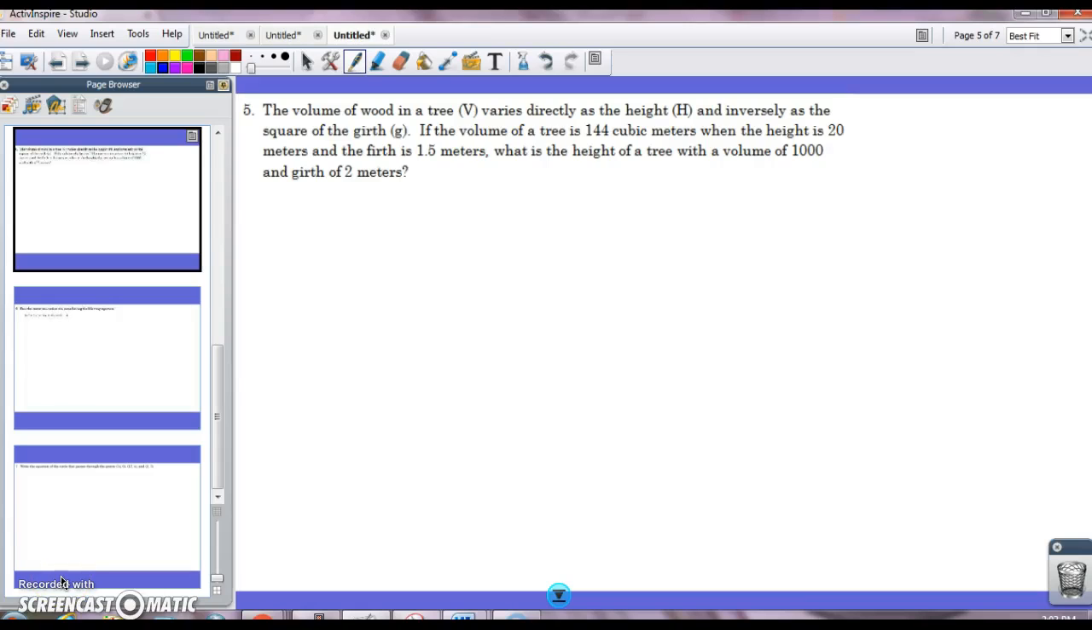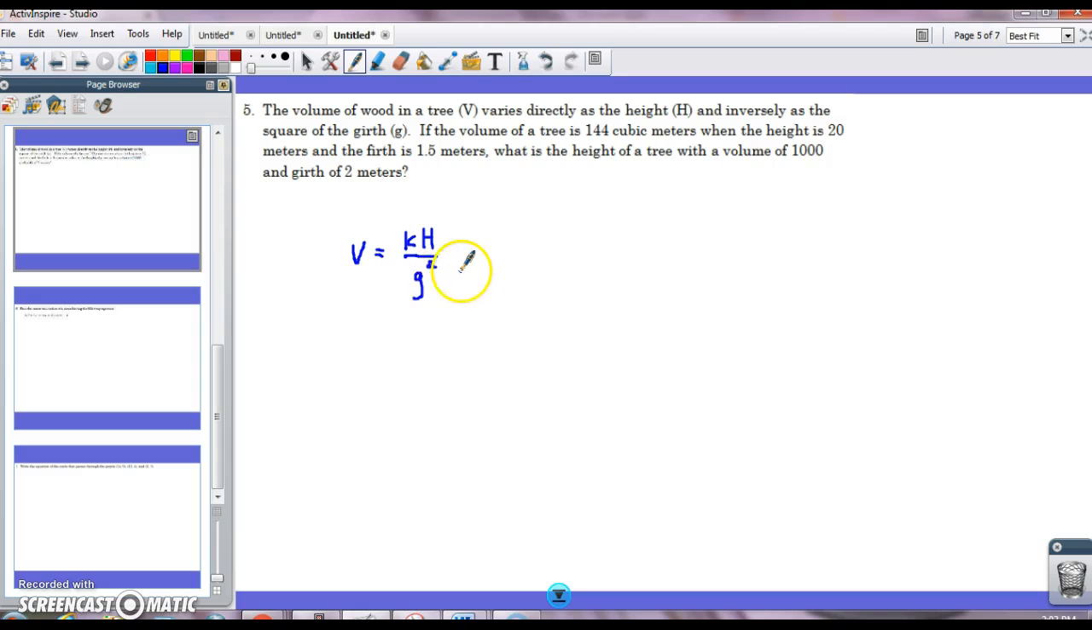Okay, folks, we're going to wrap up the rest of the review problems on review sheet number 3. This problem, problem number 5, is a combined variation. We've got direct and inverse within the same problem. And it says the volume of wood in a tree, call that V, varies directly as the height of the tree, and inversely as the square of the girth.